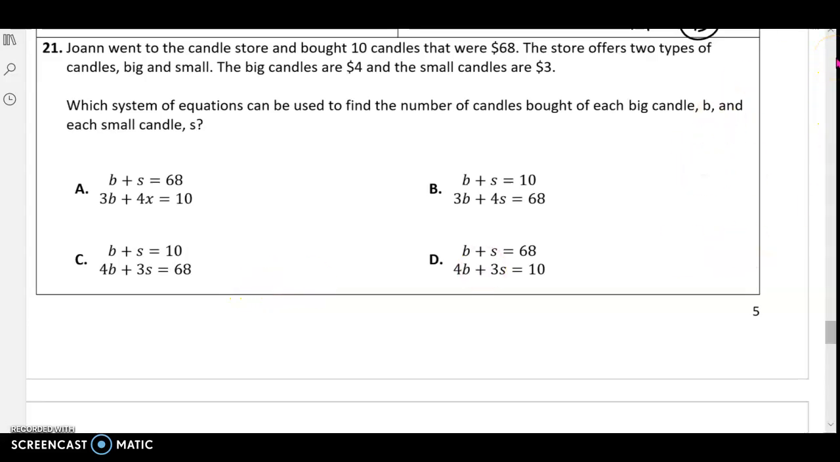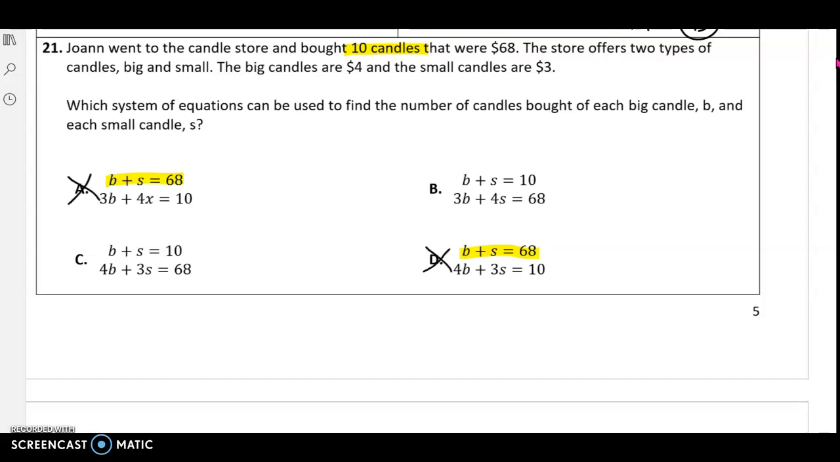Number 21 is a pretty quick problem. It is just identifying the correct equations. Keeping in mind there are a total of 10 candles being bought. This one says that there are 68 candles being bought. The big candles plus the small candles is 68 candles. No, it is not. So this one says the same thing. So these ones are out.